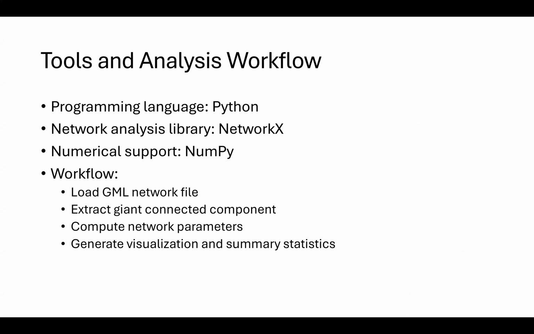The workflow followed the four main steps given here. First, I loaded the GML network file into Python. Then I extracted the giant connected component. This is important because path-based metrics like average path length and diameter require the network to be connected. Third, I computed the network parameters discussed in the lecture slides, including structural, clustering, centrality, and efficiency measures. Finally, I generated the visualization and summary statistics to interpret the structural properties of the network.